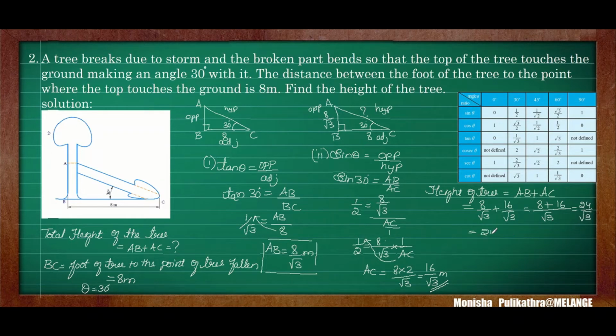So 24 by root 3 we can rationalize it. Multiplying by root 3 into root 3, it will become 24 root 3 divided by root 3 into root 3, which is root 3 whole squared; square and root cancel, so it will become 3. So 3 eights are 24, and the answer is 8 root 3. Therefore, the height of the tree is 8 root 3 meters. I hope you understood this.